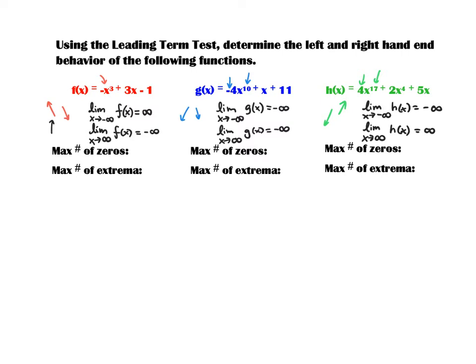Cubic function has at most 3 zeros and at most 2 extreme values. G of x has at most 10 zeros, at most 9 extreme values. Green function h of x, at most 17 zeros. That'd be pretty crazy. I would love to have to find those. Hopefully some of them are repeated like we'll see in the next slide here. And max number of extreme values of 16.